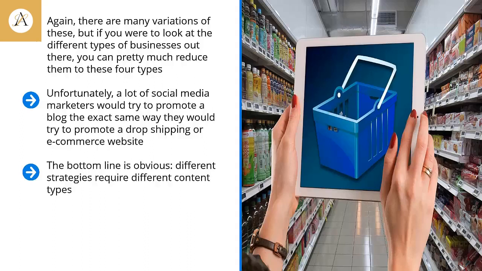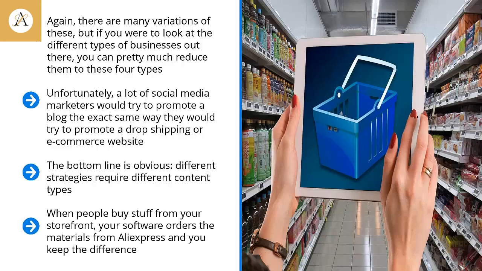Do you have a dropshipping online store? Maybe you built it with Shopify and you use Oberlo to get products from AliExpress. When people buy stuff from your storefront, your software orders the materials from AliExpress and you keep the difference. Maybe you sell from your own inventory. It doesn't really matter. You run an e-commerce website. This is very different from a publishing business.